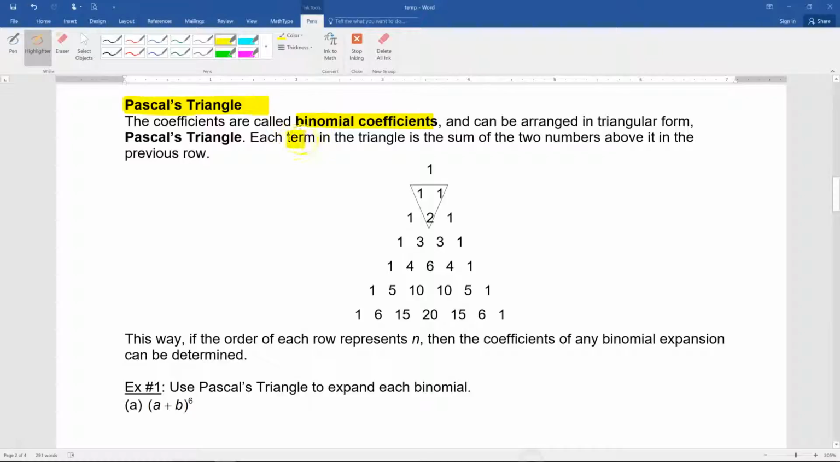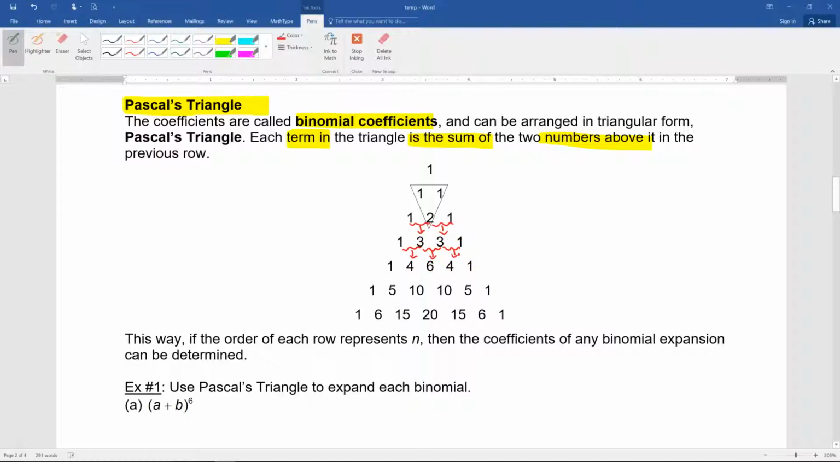Here's the pattern. Each term is the sum of the two numbers right above it in the previous row. So look, you have 1 and 1. They add together and give you 2. Now, in this one here, you have 1 and 2. You add them together, you get 3. You have 2 and 1. You add them together, you get 3. Here, 1 plus 3 gives you 4. 3 plus 3 gives you 6. 3 plus 1 gives you 4.